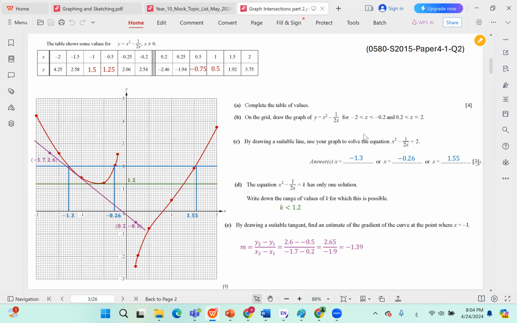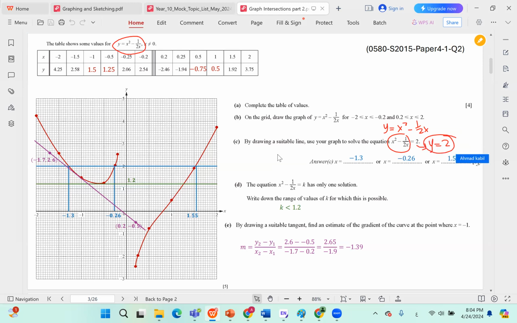In C, we are told, by drawing a suitable line, use your graph to solve the equation x squared minus 1 over 2x equals 2. So x squared minus 1 over 2x is the graph that we already drew on the grid, because this was the equation of the graph that was used to create the table to begin with. We want to solve it equal to 2. So what we need to do here is simply solve it graphically. How do we do that? We already graphed y equals x squared minus 1 over 2x. Now we graph y equals 2.